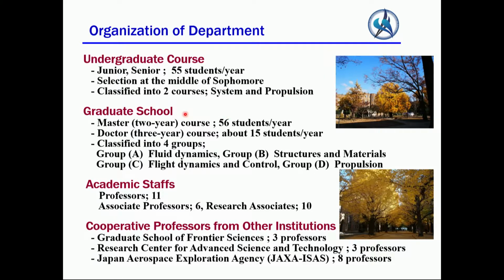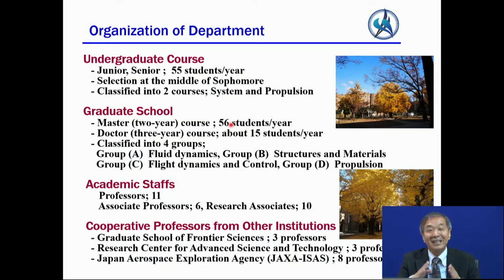And in the graduate school, we have a 2-year master course. The number of students is 56 per year. So it means all undergraduate students can enter the master course. But in reality, we receive around 45 master students from our undergraduate course. And from the outside, we have 10 students per year.